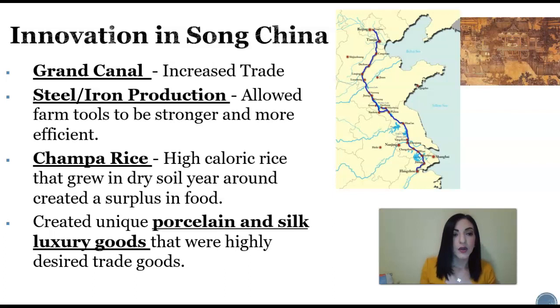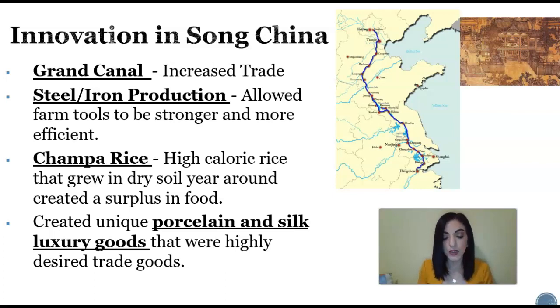You also have the production of steel and iron, which did allow them to create stronger farm tools, and then to create more efficient weapons eventually. You also have Champa rice. Champa rice is very high caloric rice, which means good nutrients. People, again, are eating better, so better diets mean longer life. It was able to grow in dry soil, which eventually meant that people could grow it year round, and that created a surplus in food. So that's always a positive. You don't have to worry about people starving.